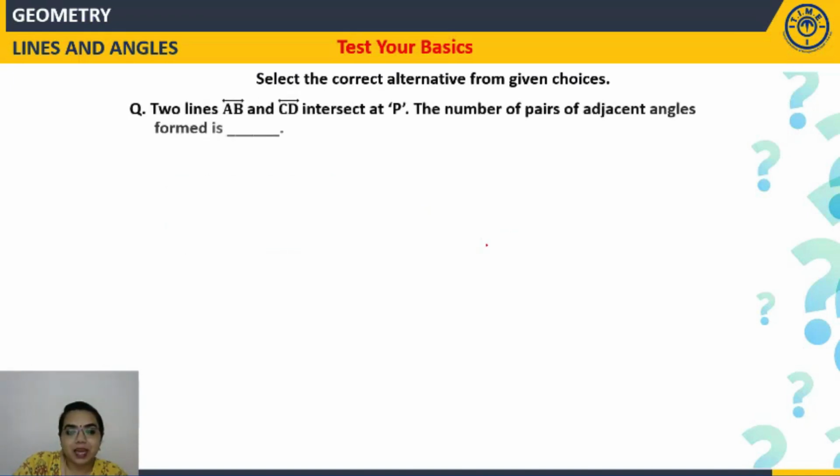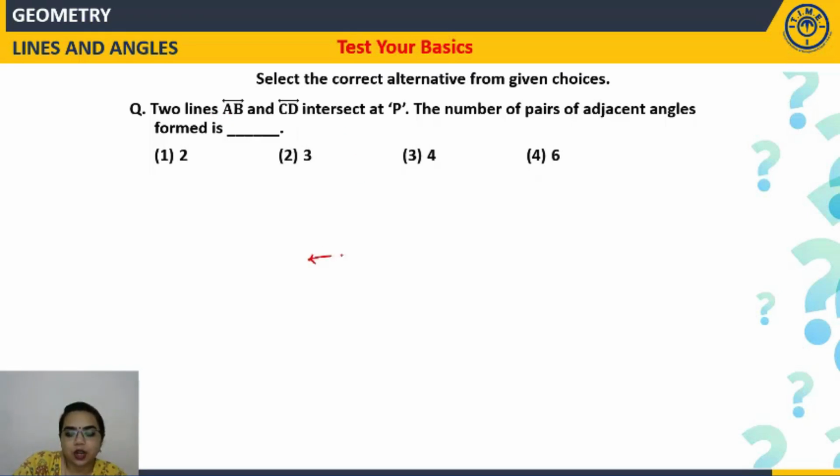Two lines AB and CD intersect at P. The number of pairs of adjacent angles formed is dash. The options are 2, 3, 4 and 6. Now what is given? There are two lines AB and CD.